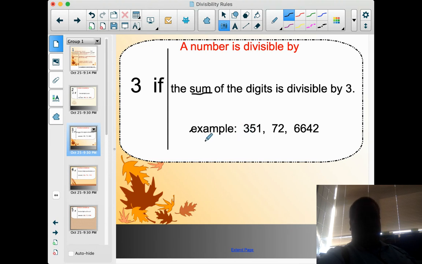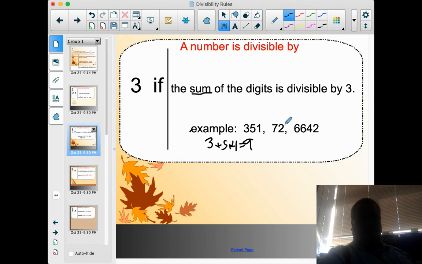If I add up those numbers, 3 plus 5 plus 1, well, 3 plus 5 is 8, plus another 1 is 9. So those all add up to 9. Well, is 9 divisible by 3? Yes, it is. What that means is 351 is also divisible by 3. Okay? And that works with any number. If all the digits add up to something you can divide by 3, then the whole number is divisible by 3.